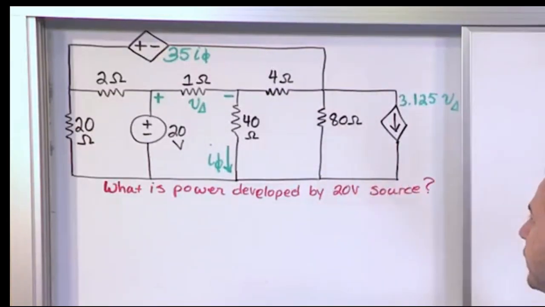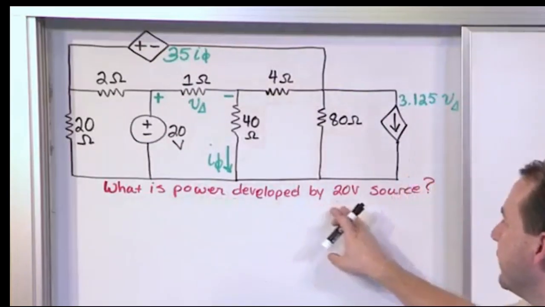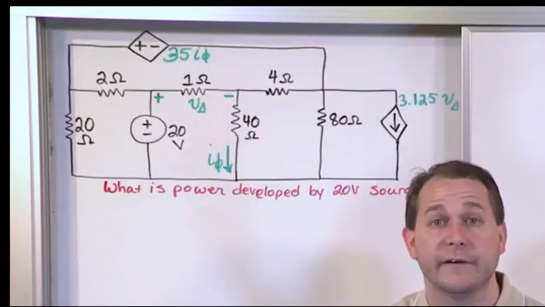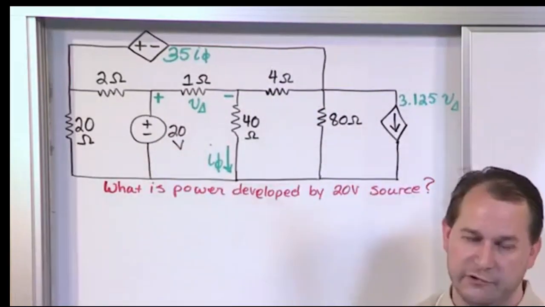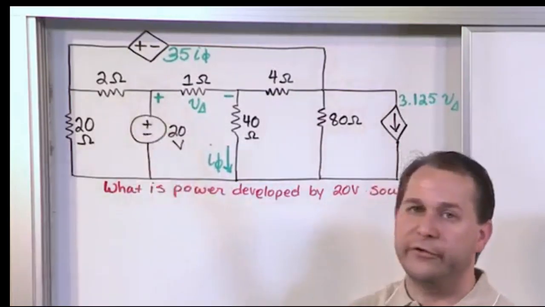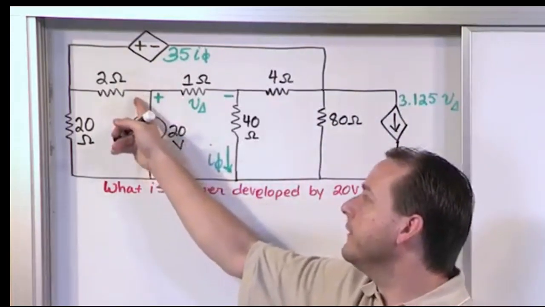So let's get started. First of all, think about what is your end game. What's the power developed by the 20 volt source? Well, here's the 20 volt source. If we're trying to find the power developed by the source, we know the voltage. So to find the power, we need to know the current flowing out of this source. So P is equal to IV, right? We've talked about that. So we need to find this current, right?